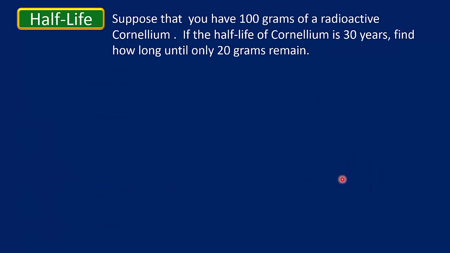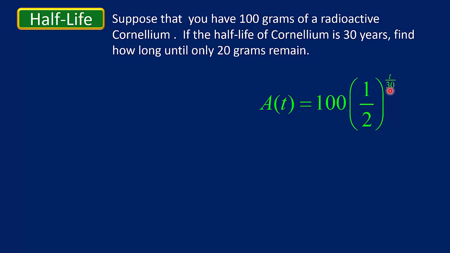So let's suppose that we have 100 grams of a radioactive cornelium. Once again, I made this up. It's no such element. And the half-life is 30 years. Find how long until only 20 grams remain. Well, first thing we want to do is write the model. Using what I just showed you, we take the 100, that's the initial amount, 1/2 to the t over 30, because 30 is the half-life.